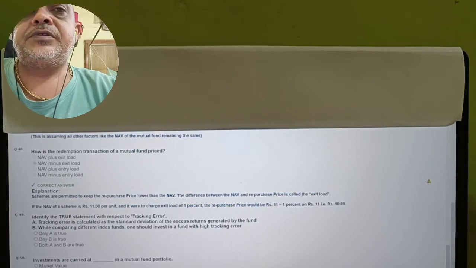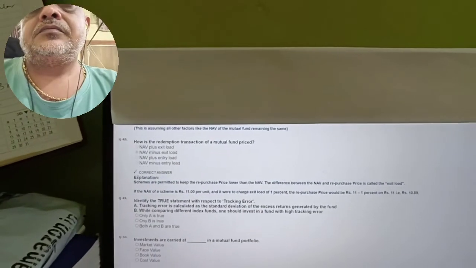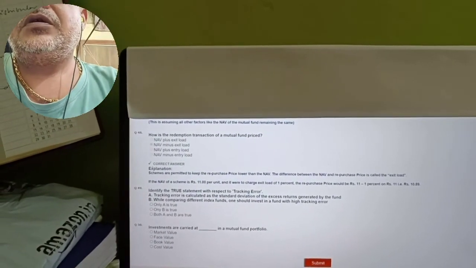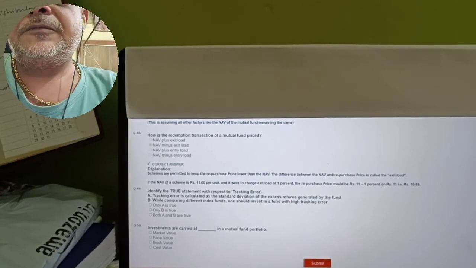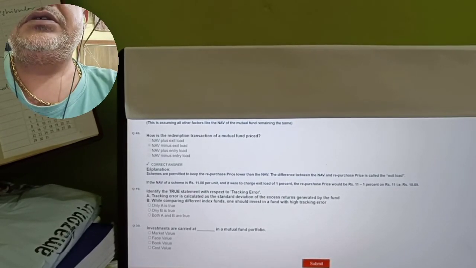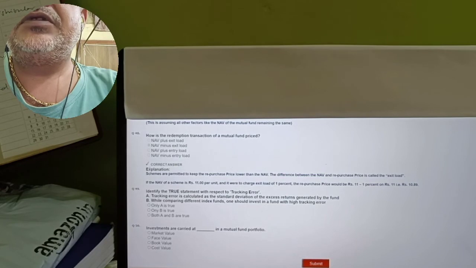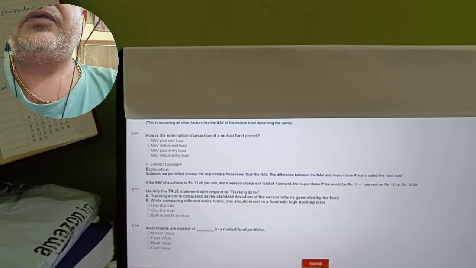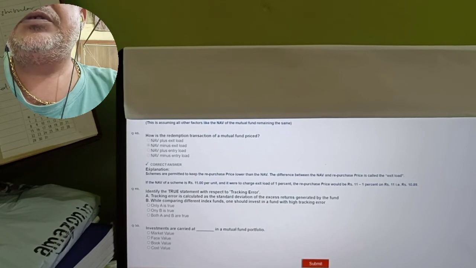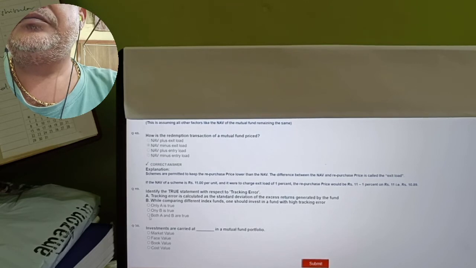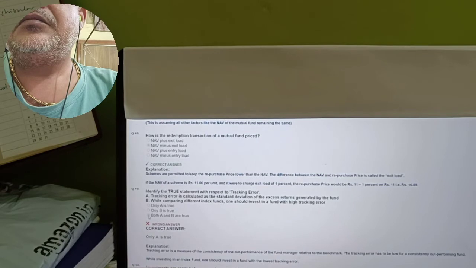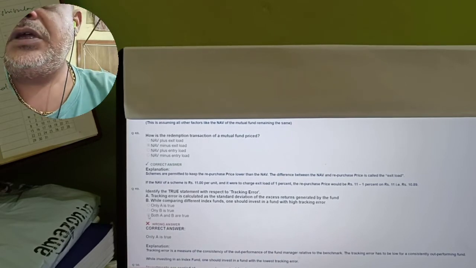Identify the true statement with respect to tracking error. A: Tracking error is calculated as the standard deviation of the excess return generated by the fund. This is true. B: While comparing different index funds, one should invest in a fund with higher tracking record. Both A and B are true. Only A is true.